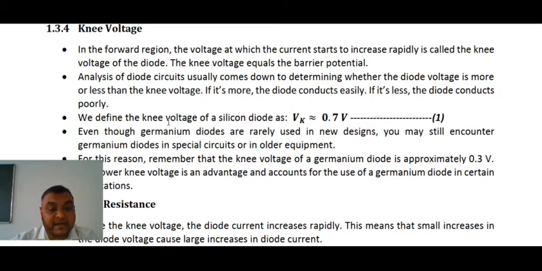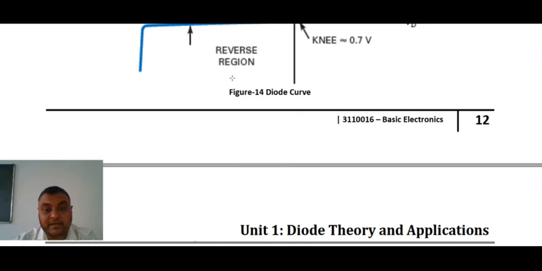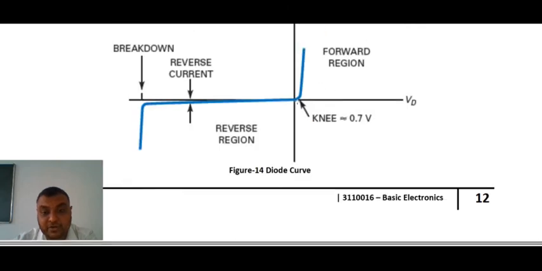So what are the statements regarding that? That is knee voltage. In the forward region the voltage at which the current starts to increase rapidly is called the knee voltage of the diode, or the knee voltage equals the barrier potential. So what is given in the forward region, यहाँ पे ये जो है that is the forward region. You can see it is the forward region.